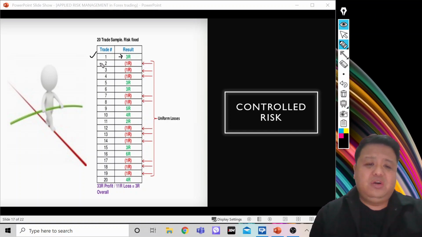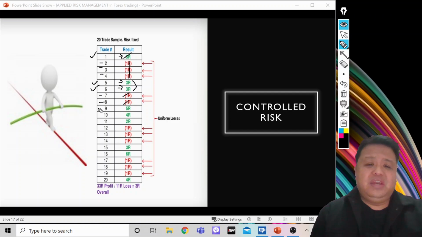Then natalo. 1, 2, 3. Technically dito, inubos niya yung kinita mo. So parang break even ka na naman. Then nanalo. Dalawang magkasunod. TP hit. Tig 3. So may 6 na. No? Tapos natalo uli yung mga sumunod. Pero 6 minus 1, may natira ka pang 4. Kasi minus 2 lang yan.